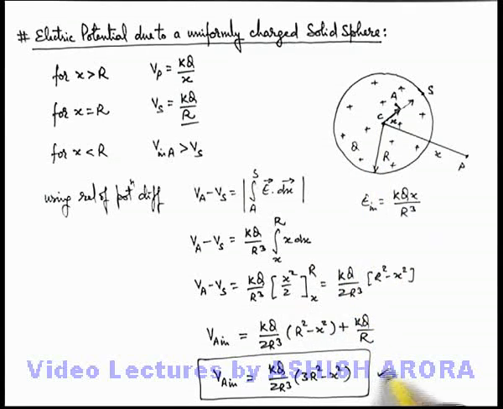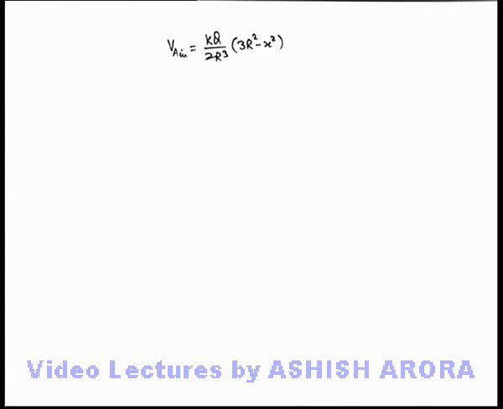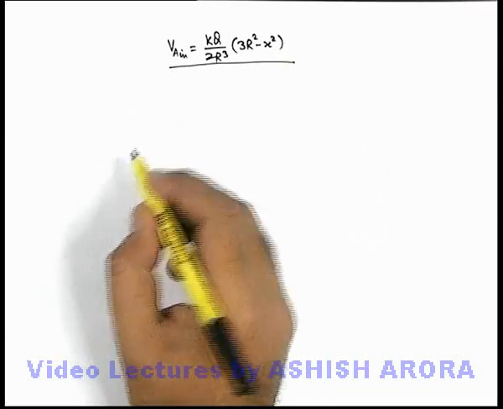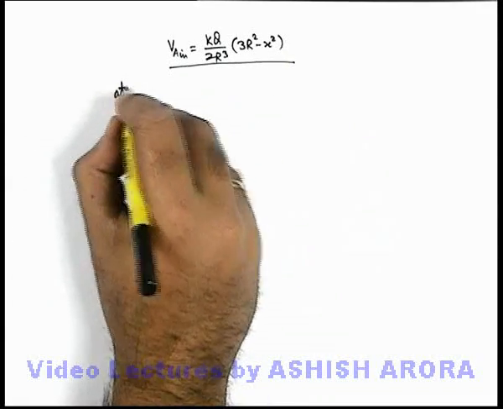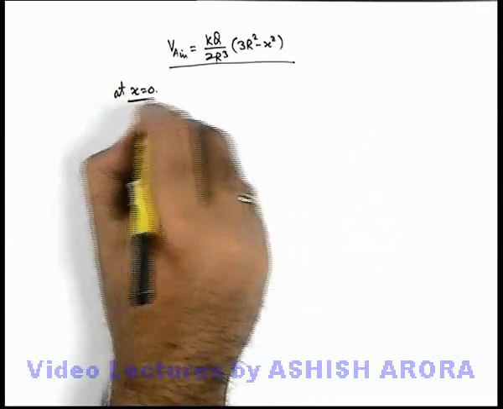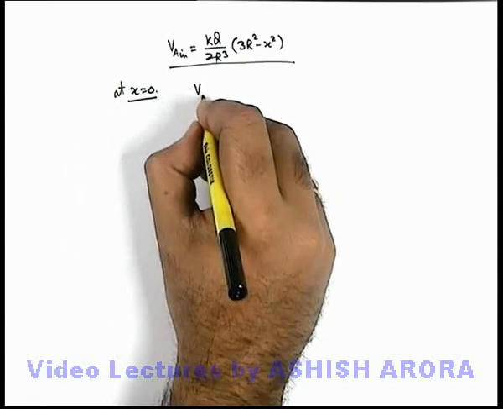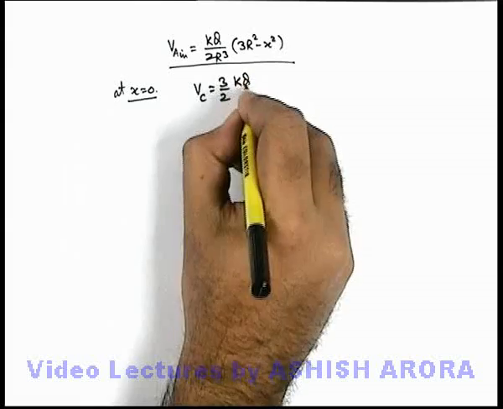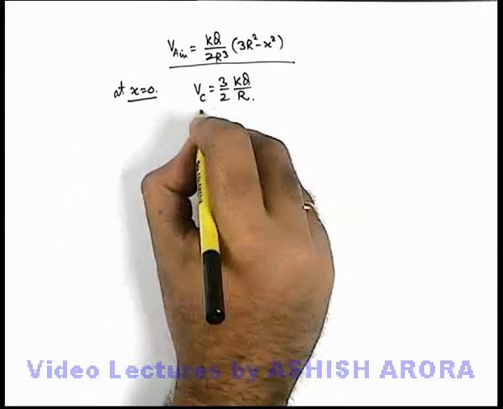The same can also be plotted as a function of x. Let's continue on the next sheet for the same. Here you can see the potential at an interior point is given by this expression we have just calculated, and at x equals 0, the potential at the center, you can see the result will be 3 by 2 kq by r.